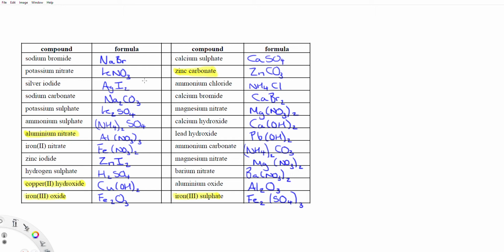Okay, so hopefully you did okay with those, but I've highlighted a few in yellow, like here, and I'm just going to go through how I would have done them.